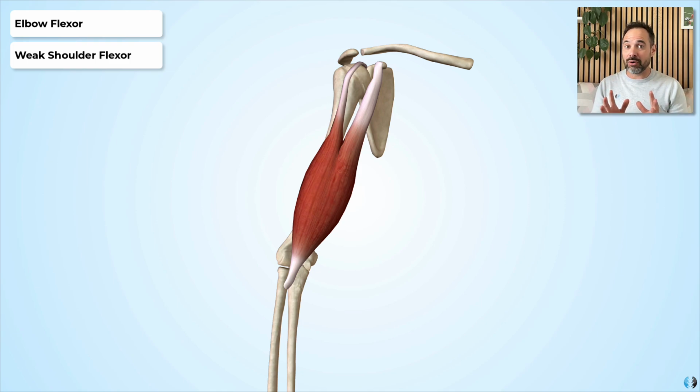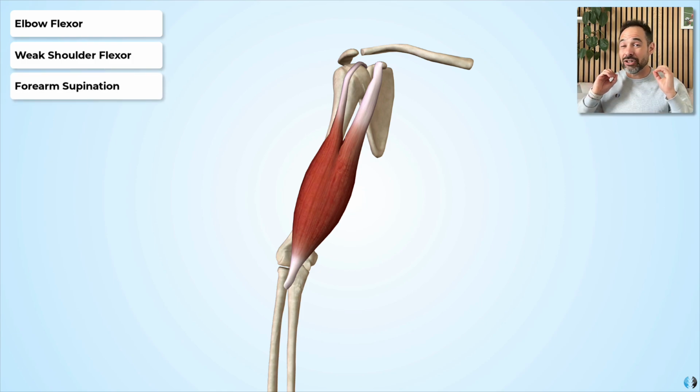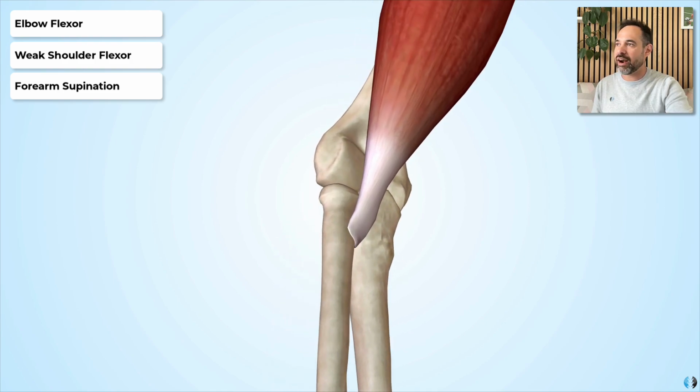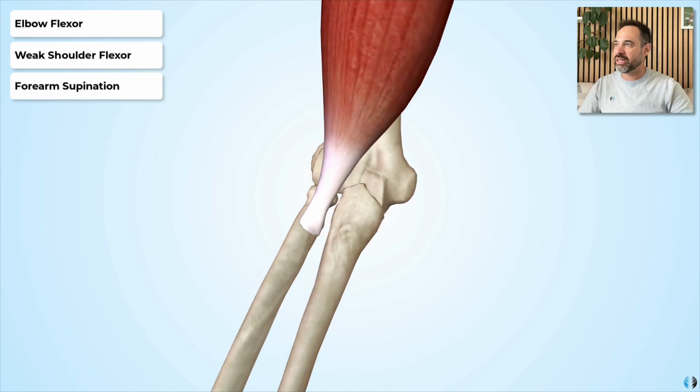Now, the other role of the biceps brachii, not to be misunderstood and not to be underestimated, is its role in supination of the forearm. The biceps brachii is a really important supinator. And we can tell this from its insertion point into the radial tuberosity, as we can see here.